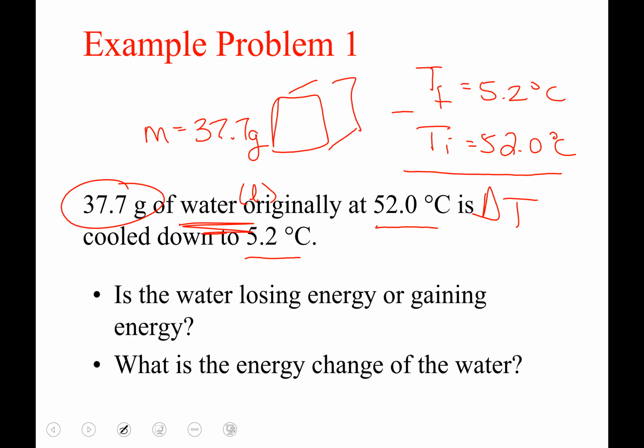Yep. So how many people think that the water is losing energy? Oh, that's a consensus. What is the energy change of the water? Well, dang, Q is energy change. Q is energy change. So energy change of water, all we gotta do is take the mass, multiply it by the C sub P, and multiply by delta T. Now what's the C sub P of liquid water?